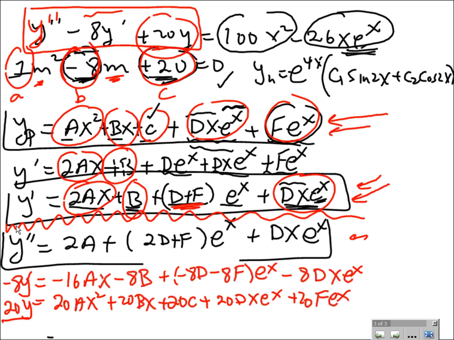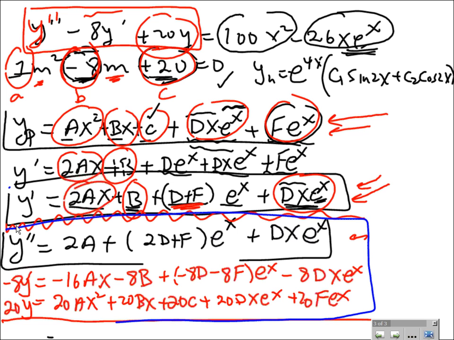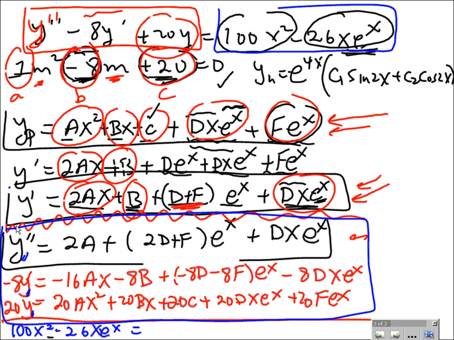Okay. Now, I am going to add these three. And when I add on the left side, y double prime minus 8y prime plus 20y, I get this. I know I do. That's what they told me that equals: 100x squared minus 26x e to the x. And I add the right-hand side.